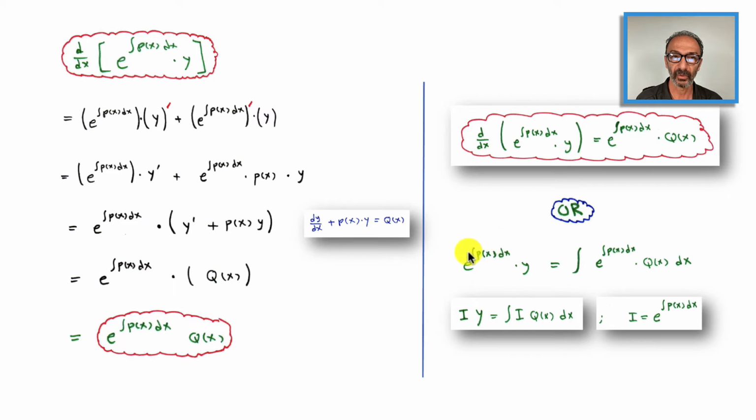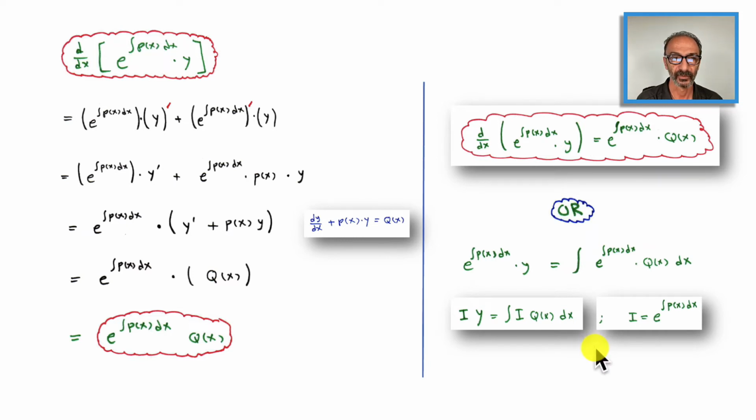This will be called, in short, because it's kind of hard to keep saying e to the power integral of p of x dx, we just call it I. That's our integrating factor. So I times y equals the integral of I multiplied by q of x dx, where I is e to the power integral of p of x dx. Okay, that's where the integrating factor comes in handy, and that's how we apply it.